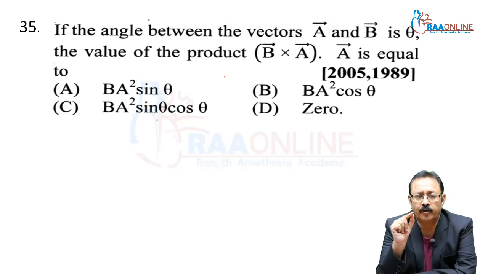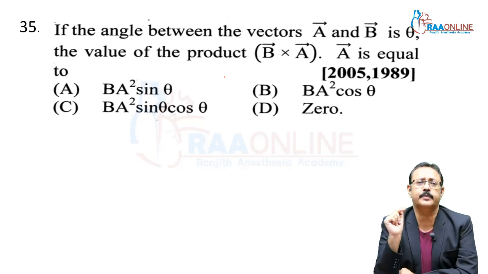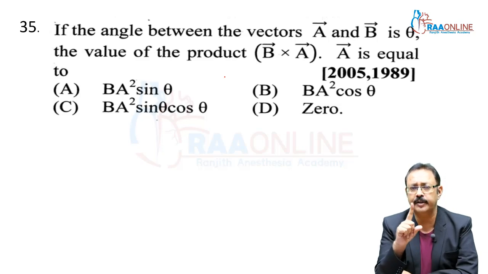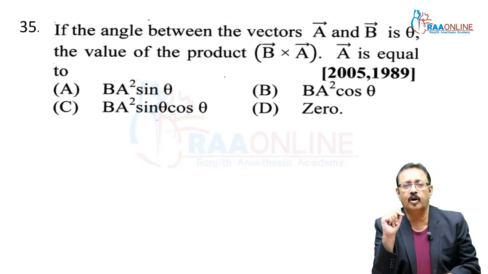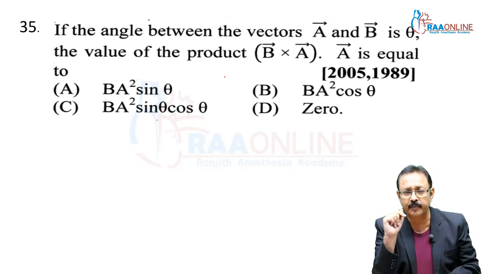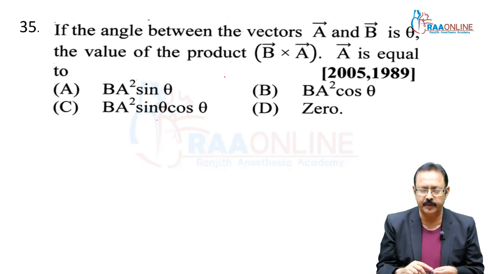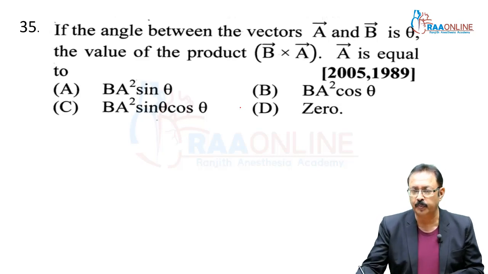So the cross product of B and A, either it is A cross B or it is B cross A, should be perpendicular to the plane in which A and B lie. So the dot product of B cross A and A means the dot product of two vectors which are mutually perpendicular, because B cross A is perpendicular to both A as well as B. So their dot product should be 0. So we are going with option D.